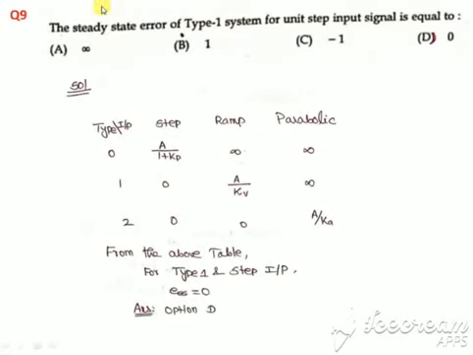So next question, question number 9. The steady state error of a type 1 system for a unit step input signal is equal to? So just memorize this table: type 0, 1, 2 and input step, ramp, parabolic. So these are the values. For the given problem, type 1 and unit step, the error value is 0.